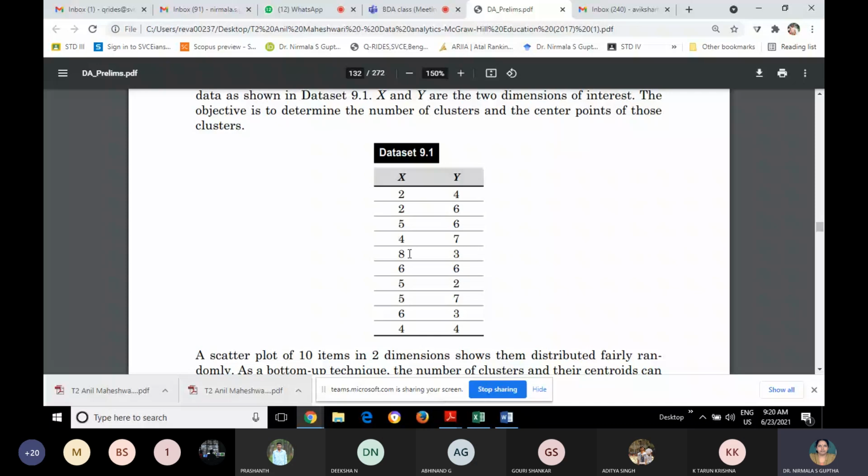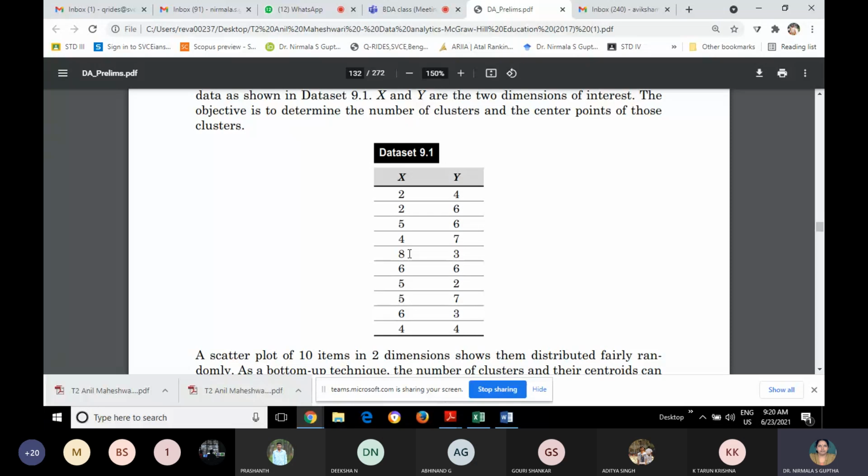Now, let us count how many elements are there in this particular data set with respect to X and Y. So there are 10 items, 10 rows, and 2 columns. 2 columns means there are 10 item values in the 2 dimensions X and Y. So fairly it has been distributed, no noise in the data, and it has been given very much defined values, and we are trying to apply a technique now to find out the number of clusters.